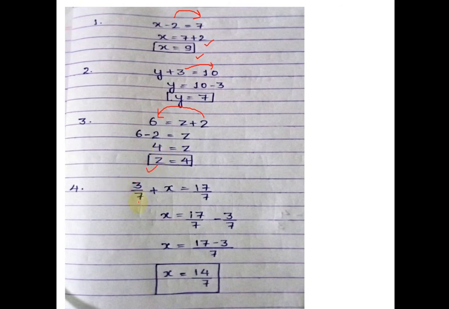Now in the fourth one also, you will transfer this numeral term to the right hand side. Since it is positive, it will become negative over here. So 17 upon 7 minus 3 upon 7, the LCM is the same, so they will be subtracted directly. x equals 17 minus 3 upon 7. 17 minus 3 is 14 upon 7, so x equals 7 into 14, so x equals 2 is the answer.